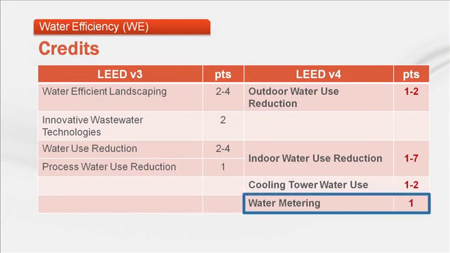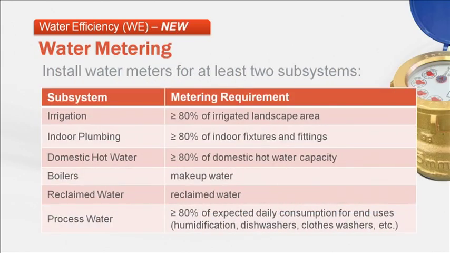Remember, one of the new prerequisites requires project teams to install building level water meters. This new credit will award points for advanced water consumption tracking. There's one possible point for this credit, and it can be achieved by installing permanent water meters for 2 or more of the subsystems shown in this table. For example, if a project team monitors 80% of both irrigation water and their domestic hot water, they would achieve 1 point. Most subsystems will require the project team to meter at least 80% of the water being consumed by that specific subsystem.